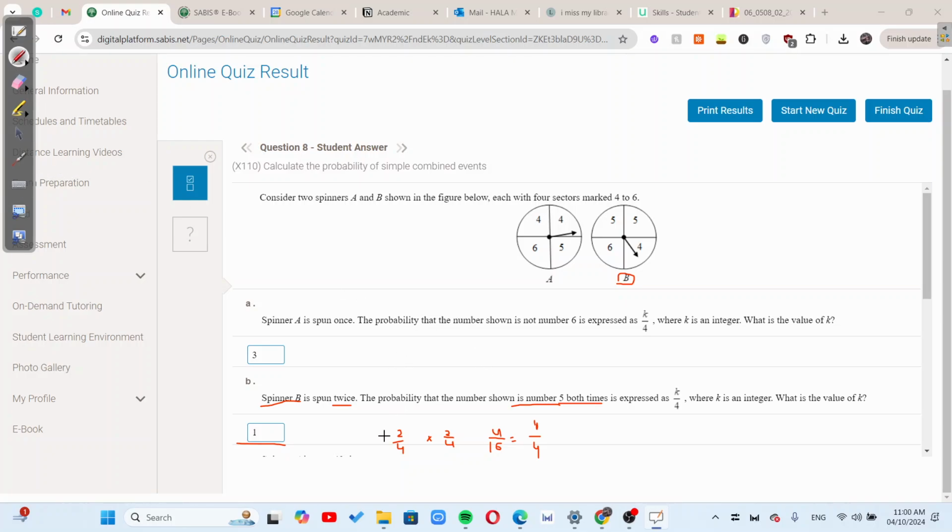So again, if you have two spins, you could do the probability of the first time multiplied by the probability of the second time, which are most likely going to be the same since the spinner is itself. The spinner doesn't change after you spin it. So yeah, 1 over 4, that's your answer.